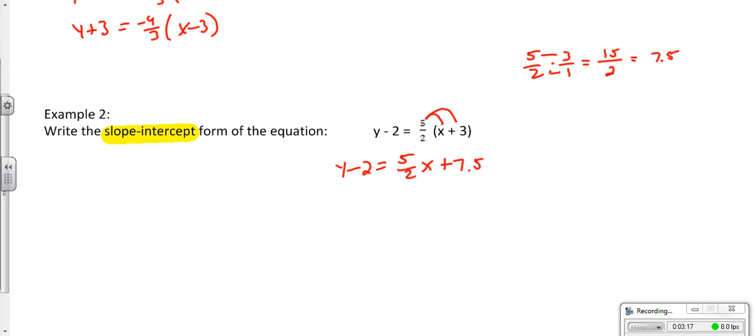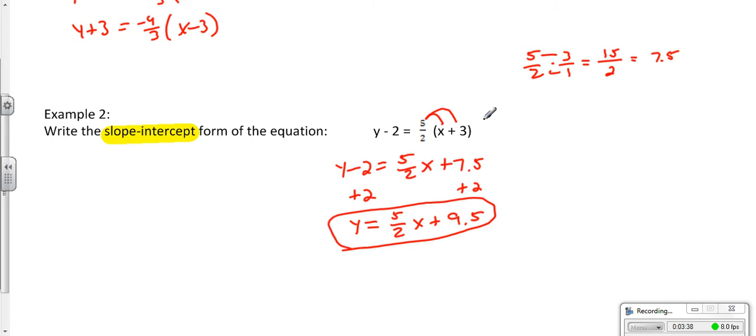We have one more thing left to do, and that's to solve for y. So add 2 to both sides. The 2 can't be combined with the 5/2 x because they are not like terms. But this sure does go together. And that would be considered, again, slope-intercept form. So if it's in point-slope, it's not a lot of work to get it changed to slope-intercept form.